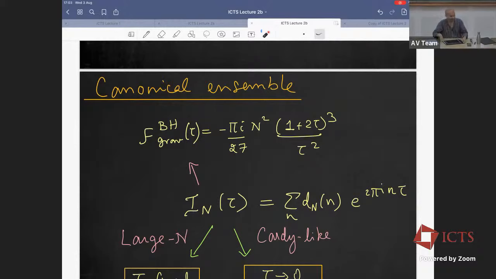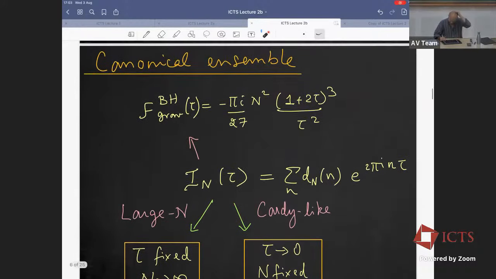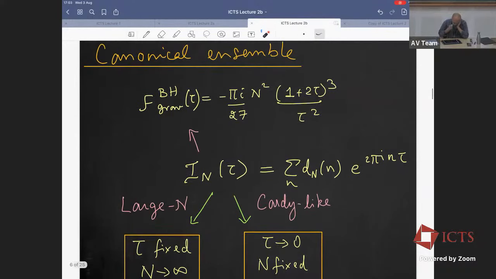Okay, so stop me whenever you want to stop me. Give me a 5-minute warning. Since there were many questions, I excuse myself. Good, so now I want to derive this from the canonical ensemble. Did I leave anything hanging, or is it okay so far?